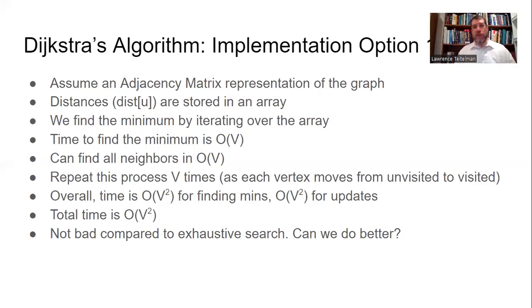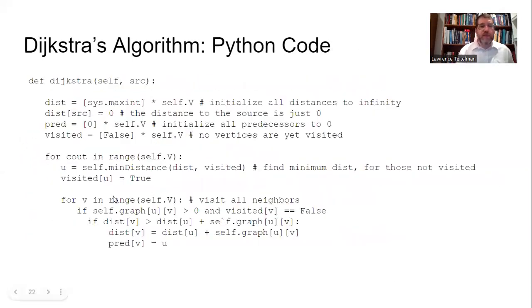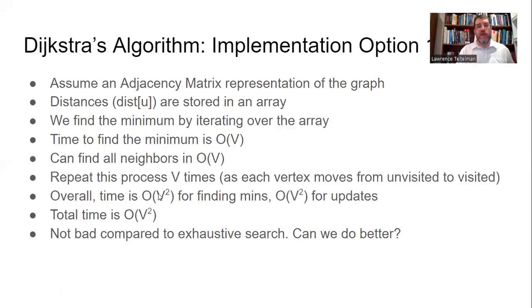We look for the costs that are not zero, not infinity, depending on how it's implemented. So that also takes order V. And we have to do that over all vertices. So that's going to take V squared, because we have to find the min for each vertex, and we have to do the updates. We have to find the neighbors. So that's V squared. V squared is not bad, but we also know it's not great.